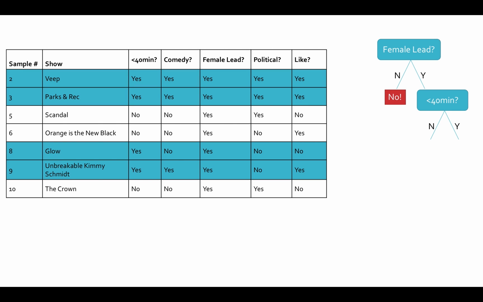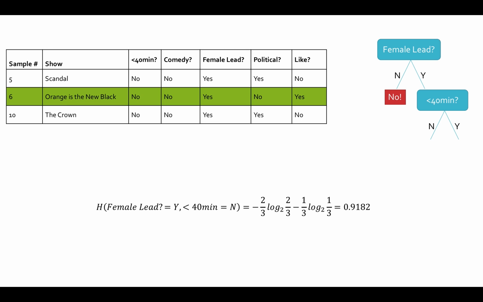Okay, let's start with our first feature, less than 40 minutes. The samples that are blue have a yes value for the feature of less than 40 minutes. On the no side, we have 1 sample that we like and 2 samples that we don't like. So the entropy here is going to be 0.91.